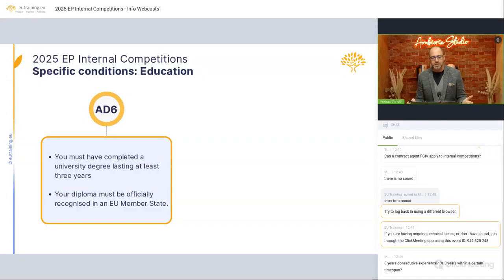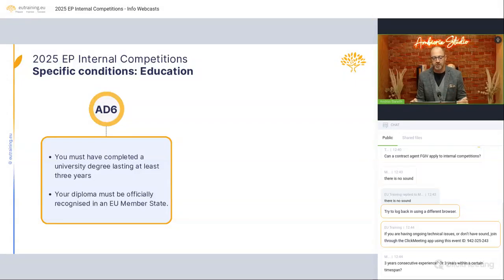Now, the education is a very important bit. What sort of education background do you need to demonstrate and have and prove with documents? Now, for AD6, you need a university degree. The good news is a bachelor degree is sufficient. So it says lasting at least 3 years, which is typically a bachelor level degree. You don't need to have a master's. Now, obviously, if you have one, that's not going to disadvantage you in any way.